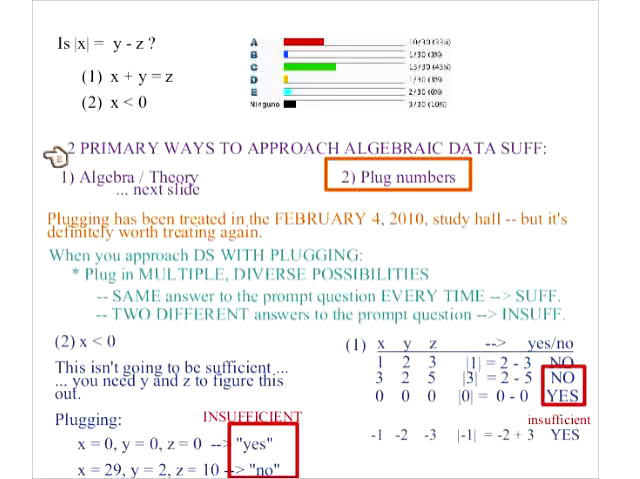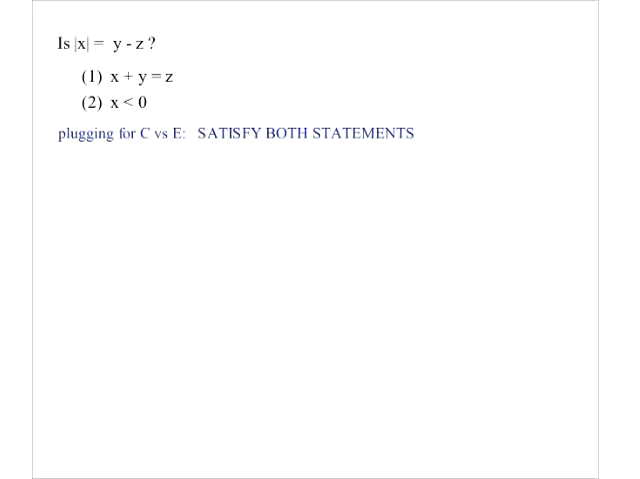So now let's do it together. Let's take the same problem. We're down to C versus E. So we can still do plugging. Plugging for C versus E, we need to satisfy both statements. In other words, what we need to do is pick numbers such that x is negative and also x plus y equals z.